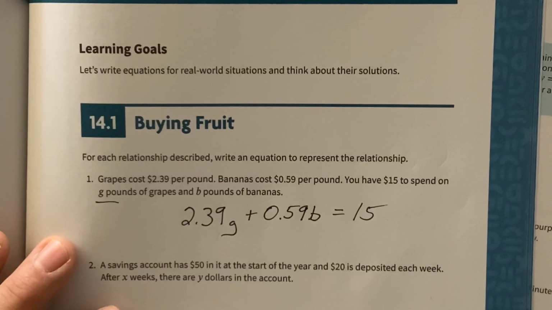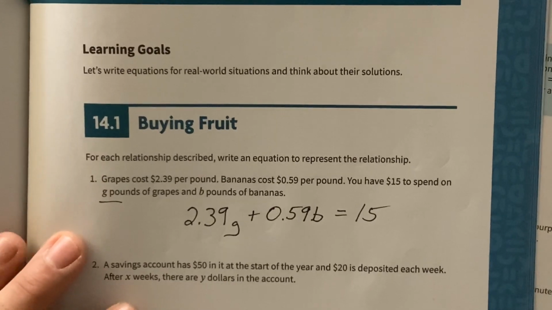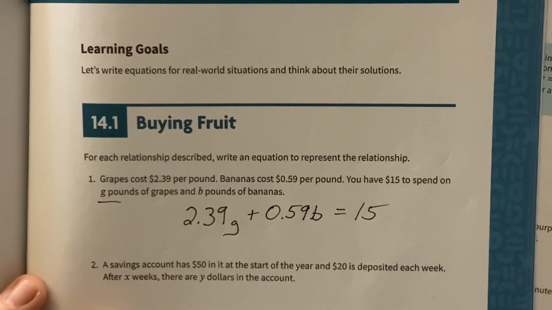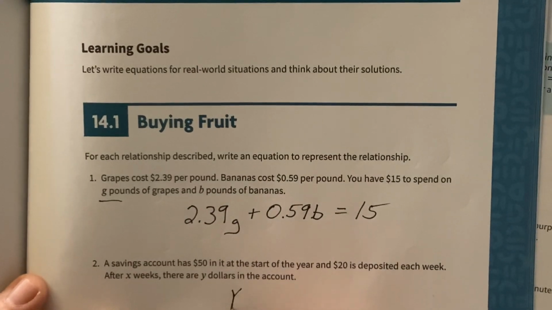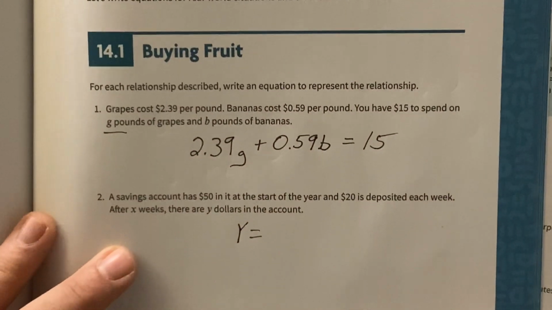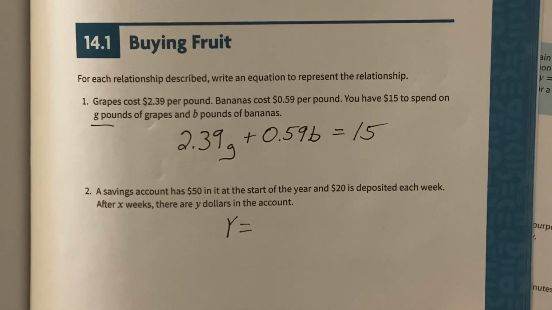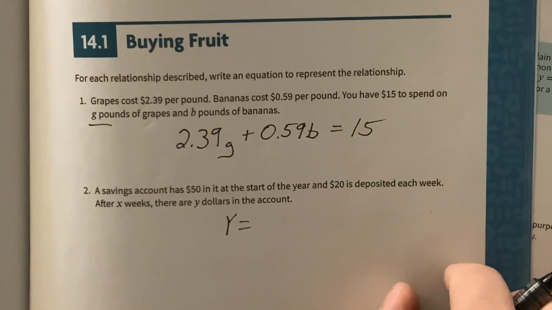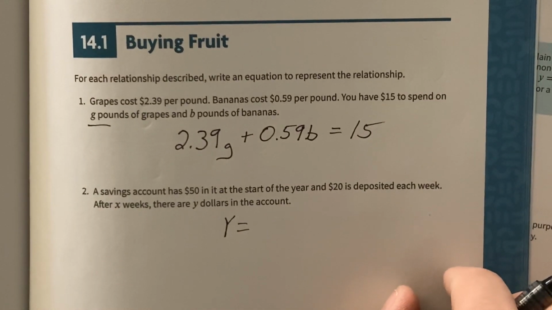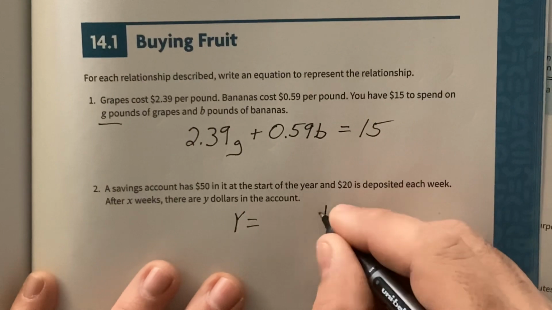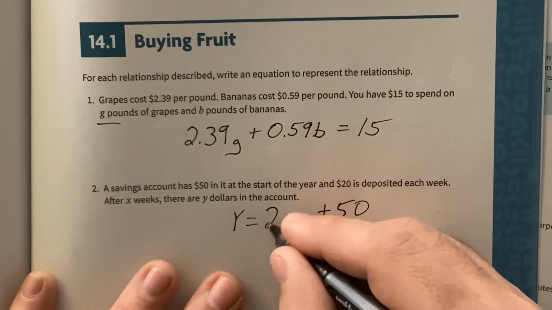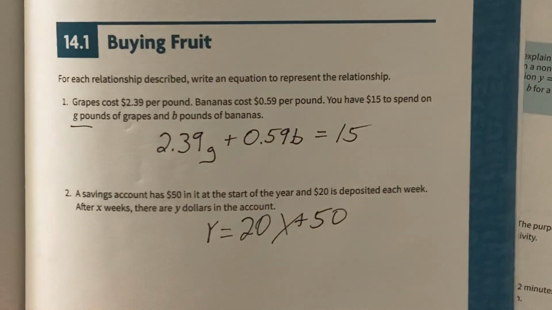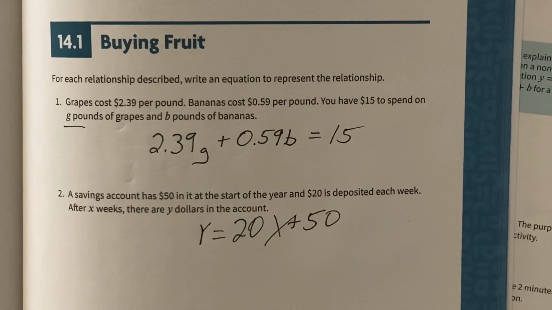Question 2. Savings account has $50 in it at the start of the year, and you're depositing $20 a week. How much is in the account? All right. Do you think you can give me that equation? Go ahead. Y equals 20x plus 50. Yeah, you're starting with $50. Again, we like to list that at the end, and it's $20 per week getting added to it. Exactly right.